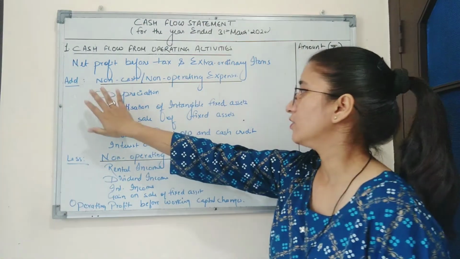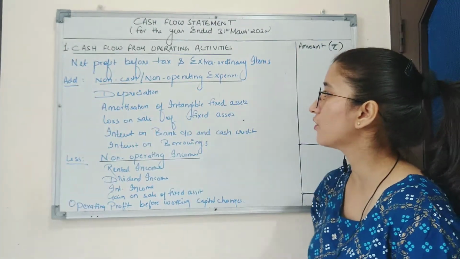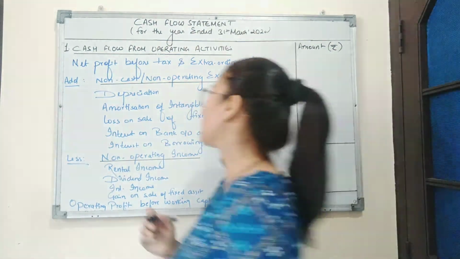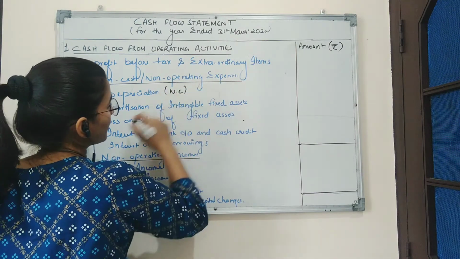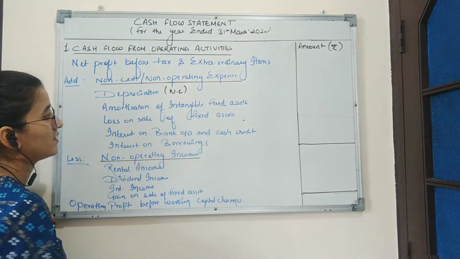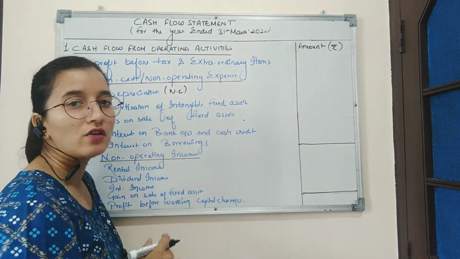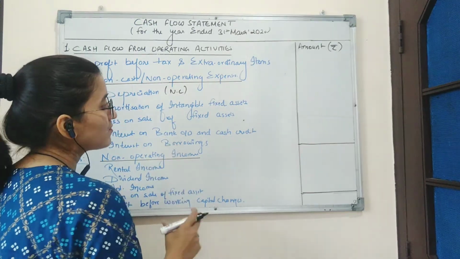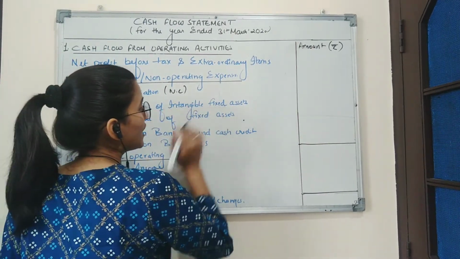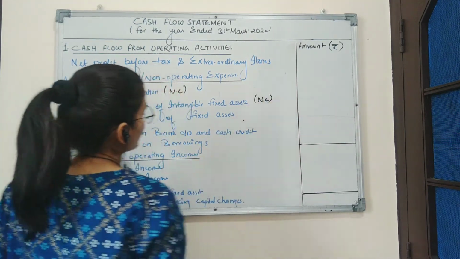Now, we will add non-cash and non-operating expenses. So here are some non-cash and non-operating expenses. First is depreciation. Depreciation is considered as non-cash. Depreciation is an operating activity, but it is considered as non-cash activity. In the same way, amortization means decrease in the value of intangible fixed assets. Intangible fixed assets can be goodwill, patents, trademarks, etc. So amortization of intangible fixed asset is an operating activity, but it is considered as non-cash.